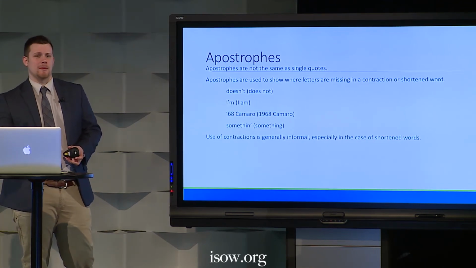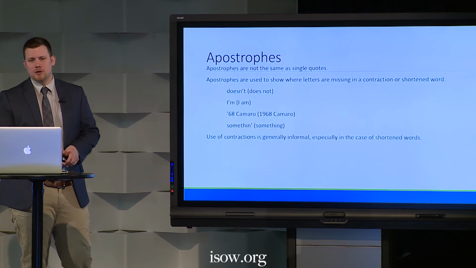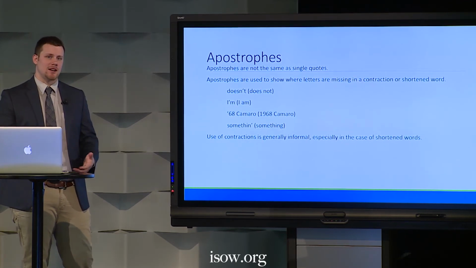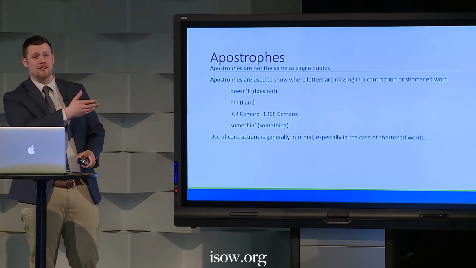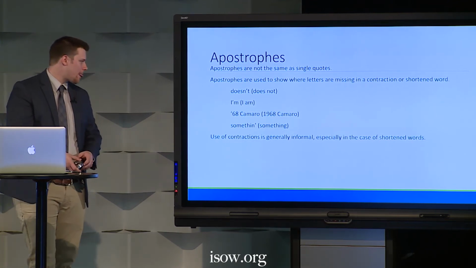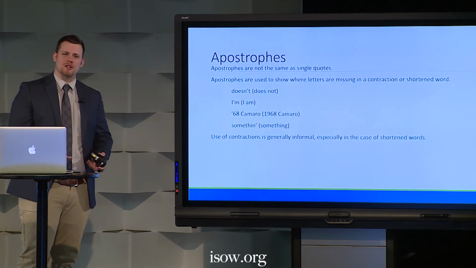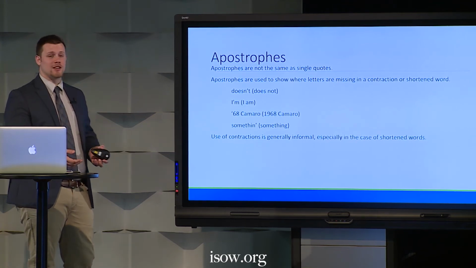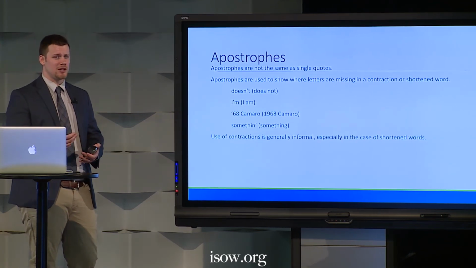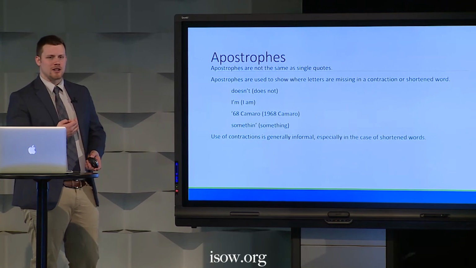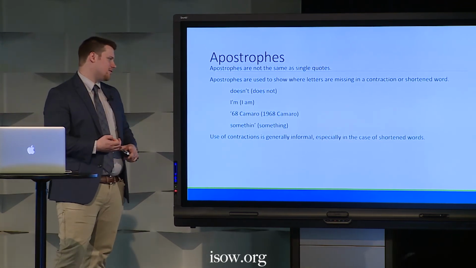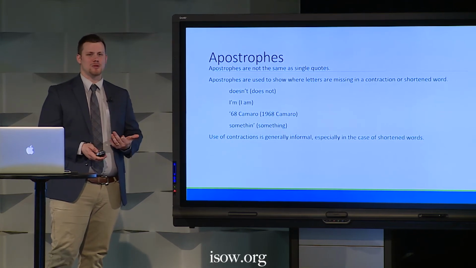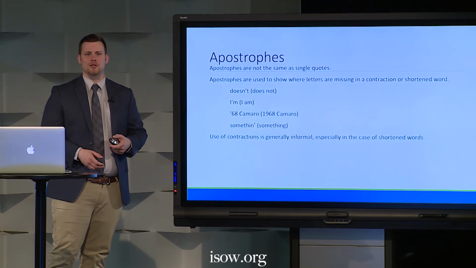The same thing also happens, we do this a lot with the year. So if you're talking about a 1968 Camaro, you can say '68 Camaro, with an apostrophe signifying that something's been cut off. Also, when you're using shortened words that are spoken informally, like "gonna," or "I'm gonna," you're going to use an apostrophe there. So this is informal and shouldn't be used in anything that needs technical grammar.